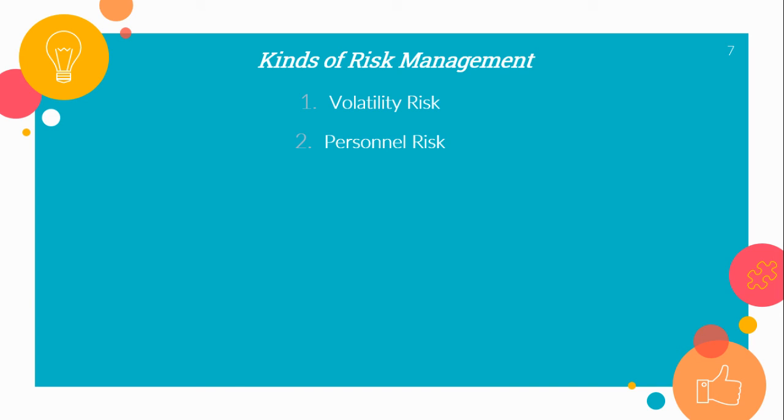Next is the personnel risk. This risk is the one which may occur due to inefficient or incapable personnel in the business. Next is the country or sovereign risk. When a country is in difficulty in terms of making its financial commitments for that country as well as for other countries, then this type of risk is country or sovereign risk. Next is the technology risk, type of risk which arises due to failure in technology.